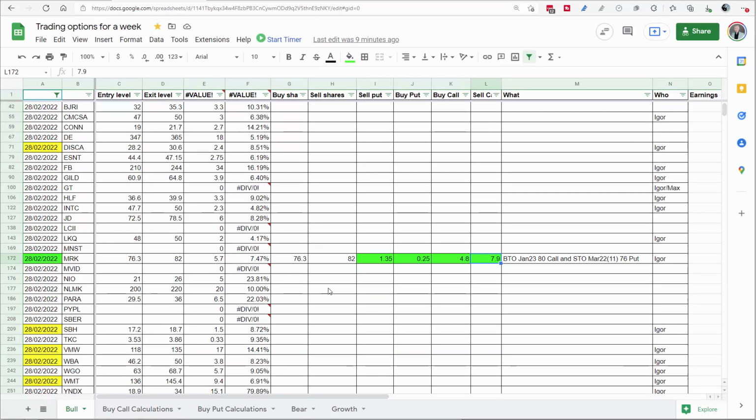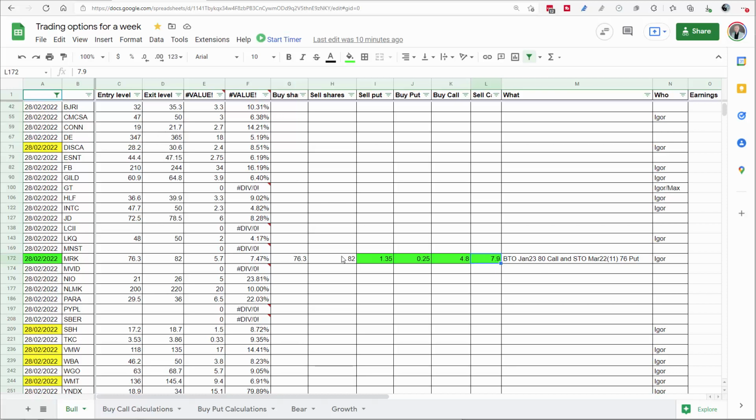As you can see, for Merck we've done this kind of evaluation on different trades. First of all, I can buy shares and sell shares, so we can see it here: 76.30 and sell at $82. Another alternative, I sell put. As you can see, it's for 2 weeks. I sell it at $1.35 and then buy it back at 25 cents. Or a third alternative trade: I can do $4.80 to buy and $7.90 to sell, $3.10 extra. I added not exactly $3, but $3.10.